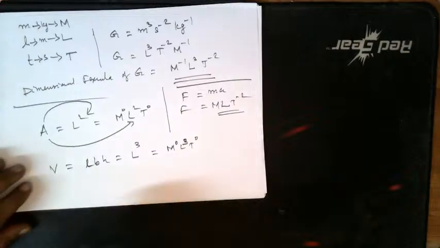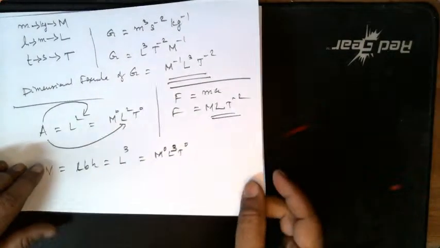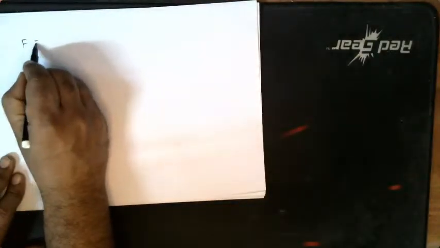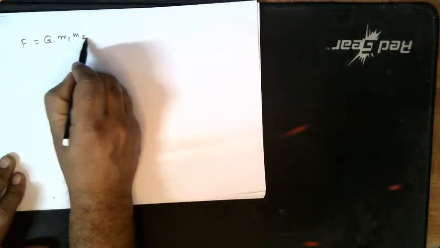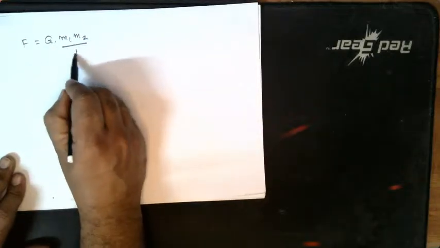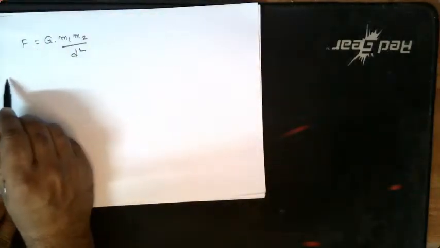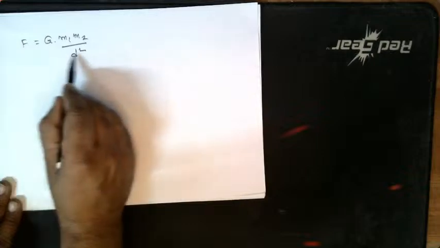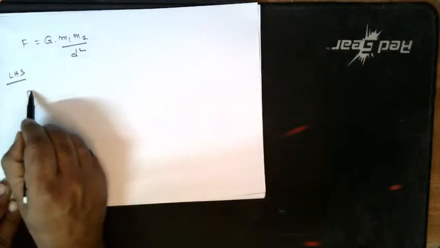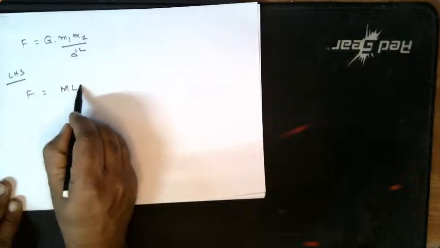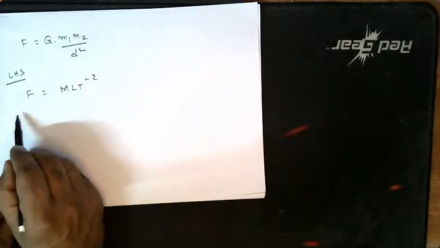For example, I said F is equal to G into M1 into M2 divided by D squared. Let us verify this by the dimension formula. Let us take the LHS. For F, we already know it is M L T power minus 2, from MA.